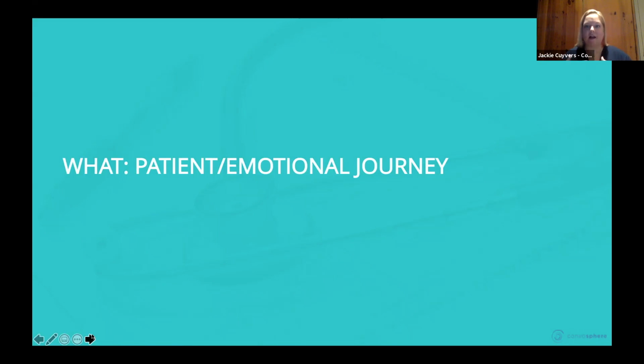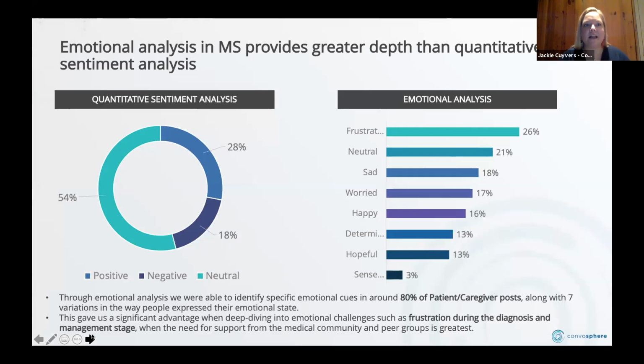Then after that, I'll show you how we did it, so you can do it too. Okay, so the first thing to understand is that the emotional analysis can be done at a very high level across the entire data set of conversations across all MS conversations. This was looking at all MS conversations that happened over the last year in the US. That was about 250,000 conversations. And the stakeholders in this were patients, caregivers, and HCPs.